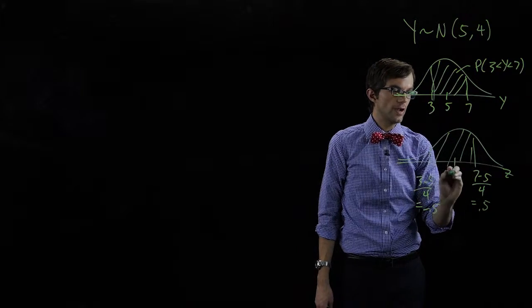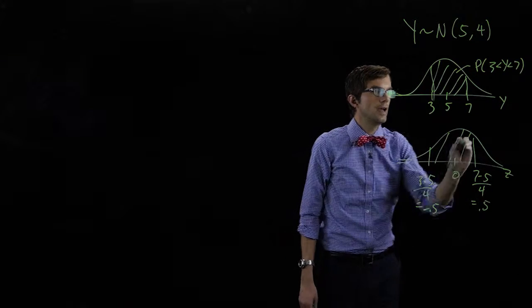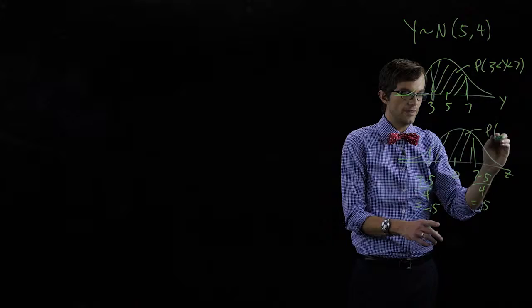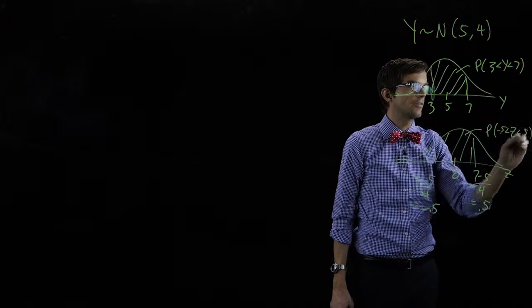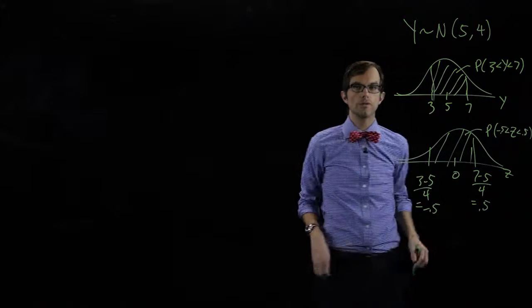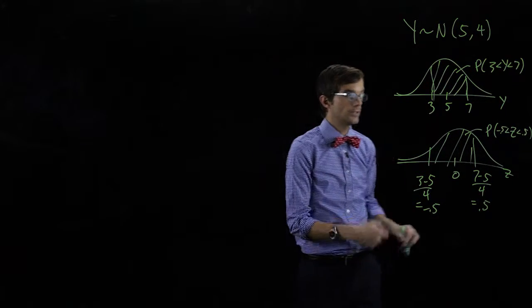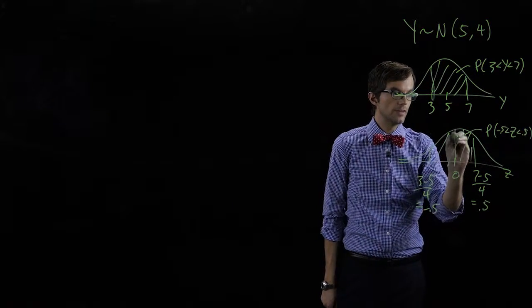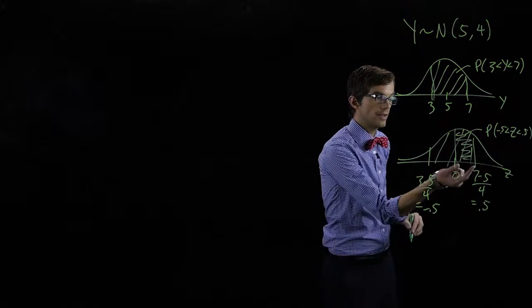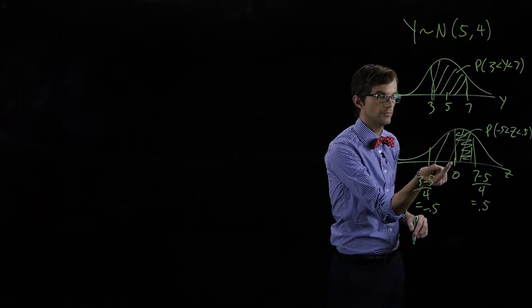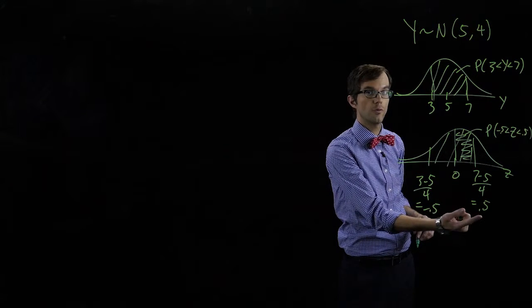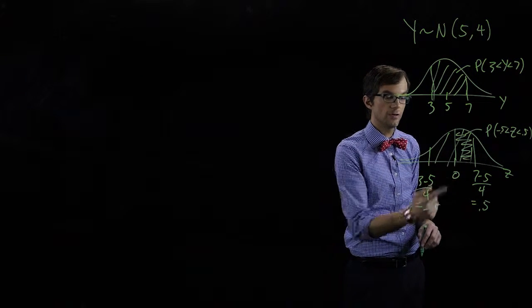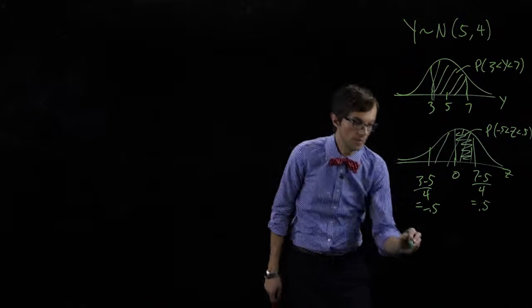So we want this area right here, centered about 0. And this probability is the probability that z is between negative 0.5 and 0.5. These two areas are equivalent. So now we just need to go look up in the lookup table. This area is the same as that area, because this is a symmetric distribution. The area between 0 and 0.5 is the same as between 0 and negative 0.5.